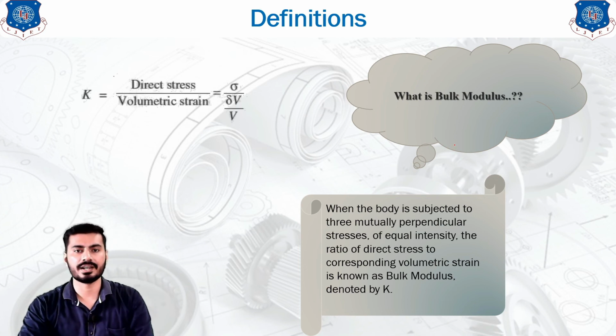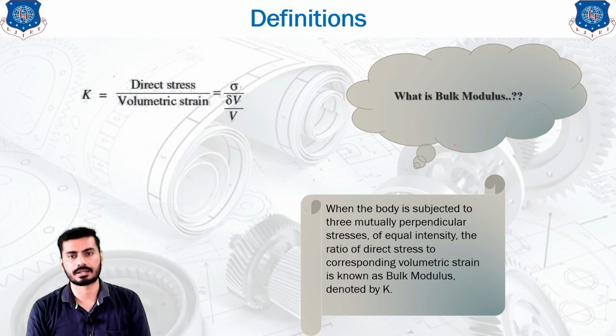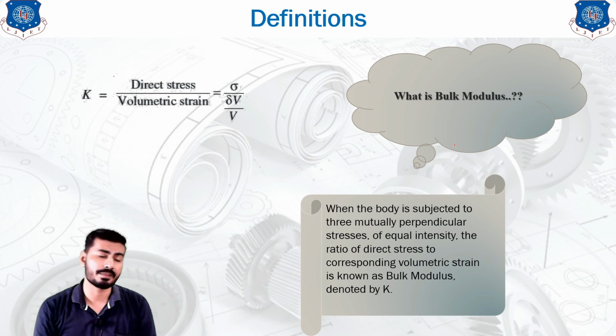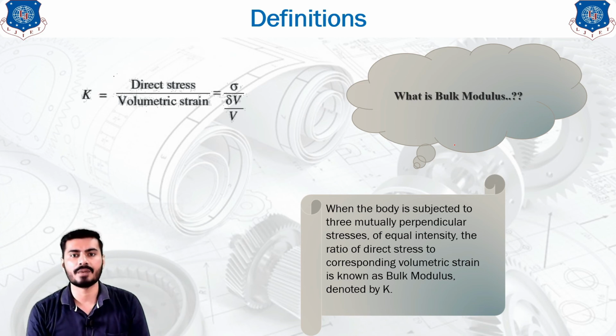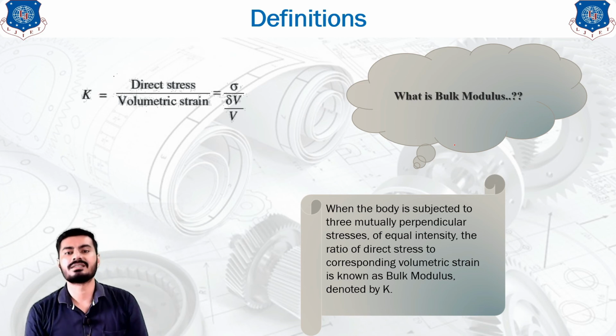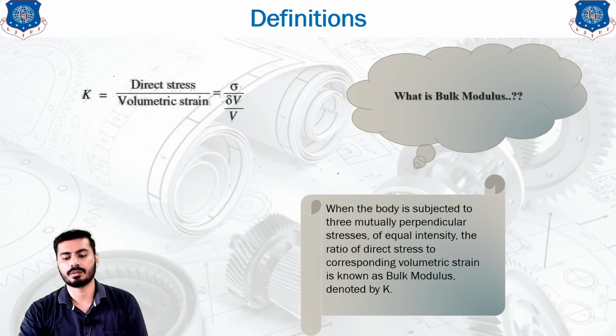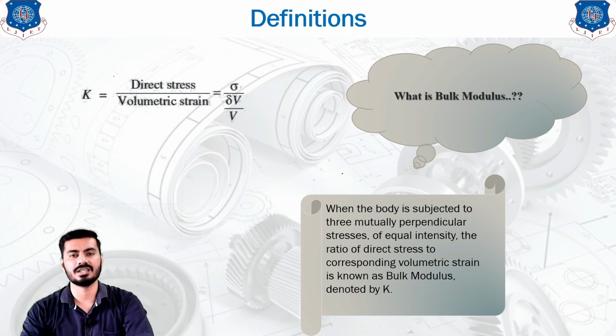Now, if we want to find the mathematical form of this bulk modulus, it can be written as K equals direct stress upon volumetric strain, where direct stress is generally represented by sigma, and volumetric strain is nothing but delta V by V. So this is the basic definition of the bulk modulus. Bulk modulus is also asked in your examination many times, and in examples you will have to find the value of K in order to find the different elastic constants.